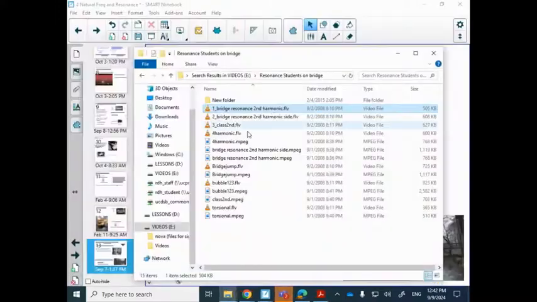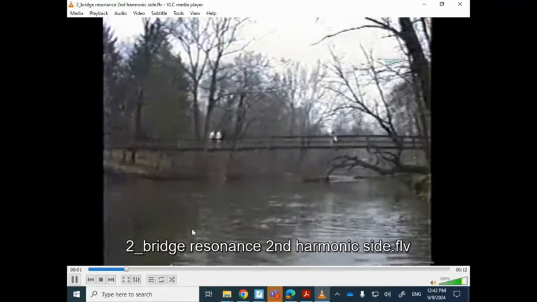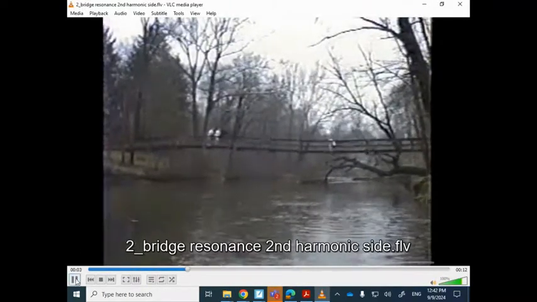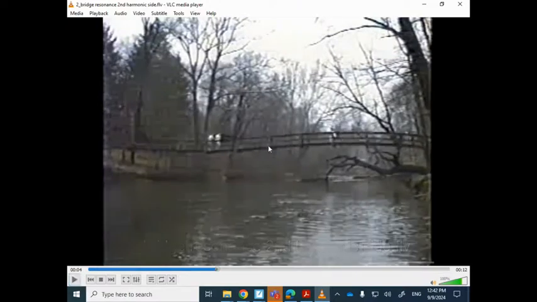There's bridge resonance, and then a side view of this thing. Here students are located at the antinodes to create the second harmonic. So again, we'll talk about antinodes and nodes later on, but for now, we're just talking about that they're jumping up and down. They're the source, the input vibration, forcing slowly in resonance with the bridge, and the amplitude slowly builds.